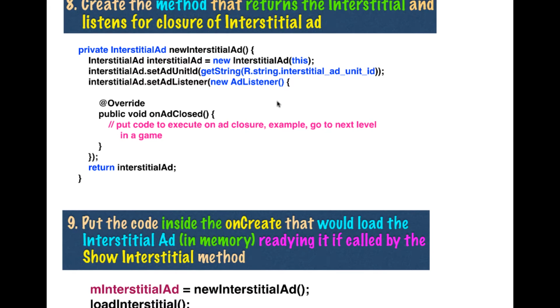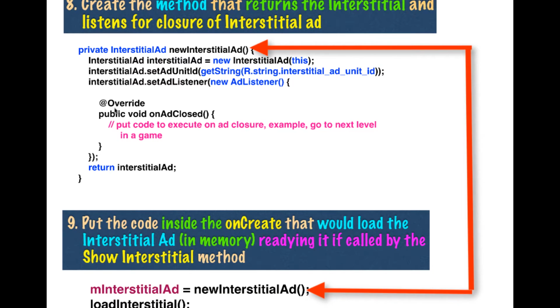And of course, when the ad is loaded, some users would not like to view that ad. They usually close that ad. More users close the ad, and only a few open the ad. So you have to put a method or a code that tells the app or your game app what to do in case the users close the ad. So you have to put that here. Put the code here to execute on ad closure. Example, usually the same thing, you go to the next level in a game or the next screen of your app. So this step is very important.